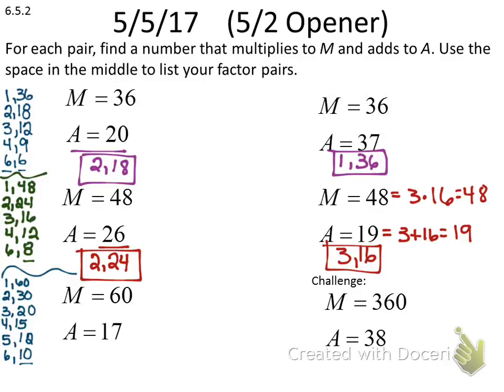Okay. What do I do next? Add them. I'm going to see what I can add together to equal 17. 5 and 12, because I like to write my smaller number first.